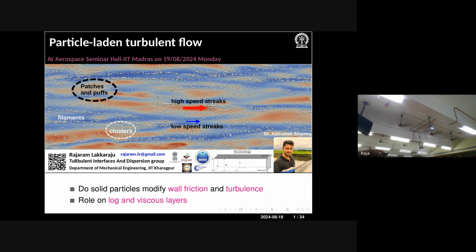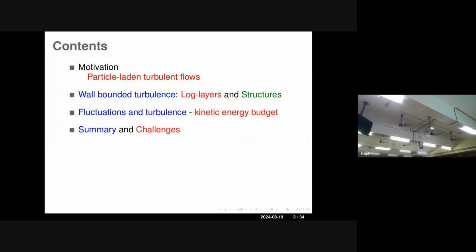Especially on wall friction and turbulent characteristics: is that happening in the bulk zones or near the walls, basically where the log and subviscous layers are? Do they get modulated? That's the question we are trying to ask. So in this talk I will present log layers, turbulent structures, something about the kinetic energy budget, and the future challenges for this work.